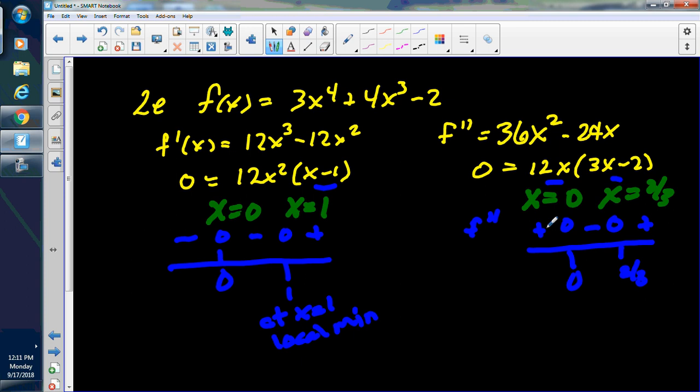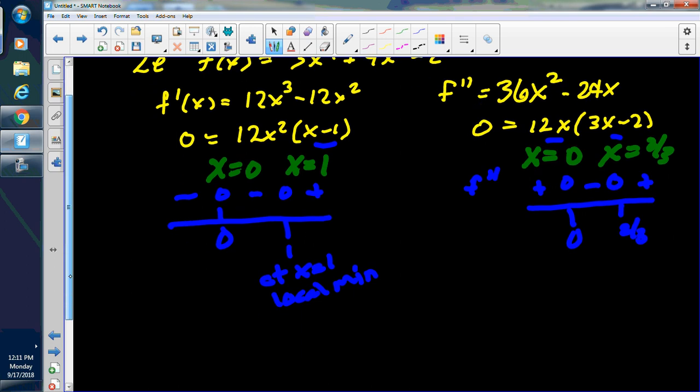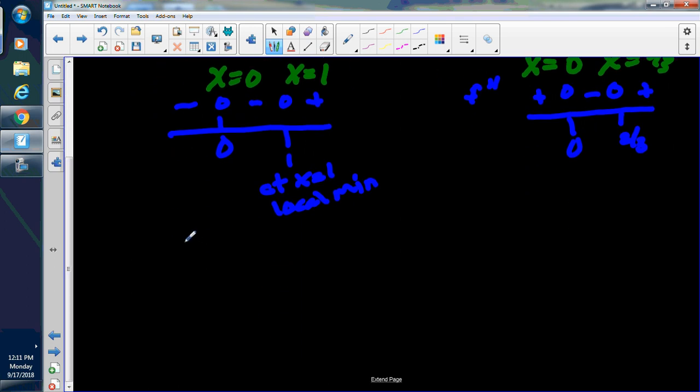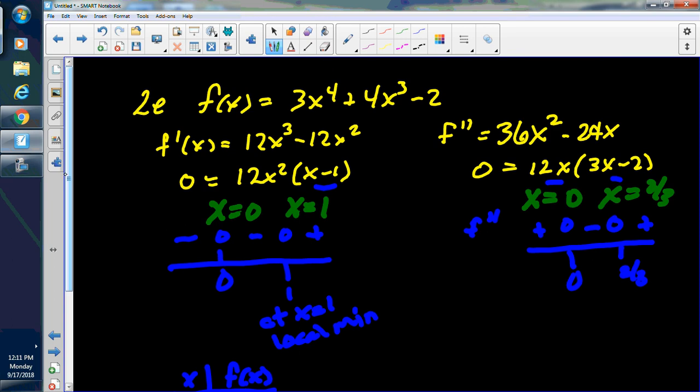So to answer the different parts, let's see, our key points were 0, 2/3, and 1. We put those back into our original function. When we put in 0, we get negative 2. When we put in 1, we get 5.